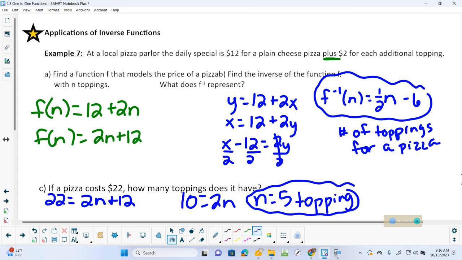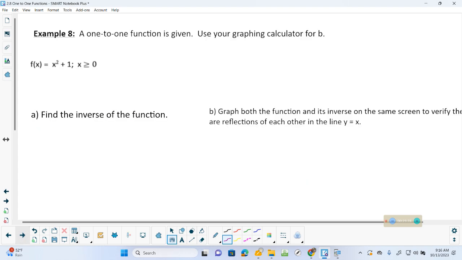Or, that's one way to solve it. For fun, because there's always more than one way to do it, how else could we get the 5 toppings? Well, put it in the inverse here. So remember, we switched up our variables. So you could have put 22 in there, half of 22, 11, 11 minus 6, 5. You get the same thing. I don't care how you do it, as long as you get your 5 toppings. Piece of cake. All right, home stretch here.